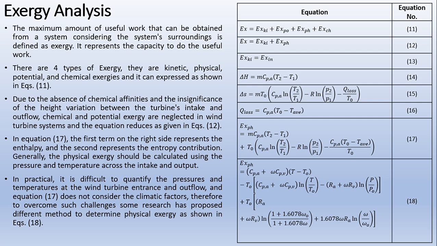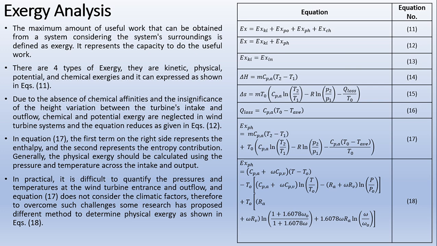In equation 17, the physical exergy is shown, and the first term of the right side represents the enthalpy and the second represents the entropy contribution. Generally, the physical exergy should be calculated using the pressure and temperature across the intake and output.